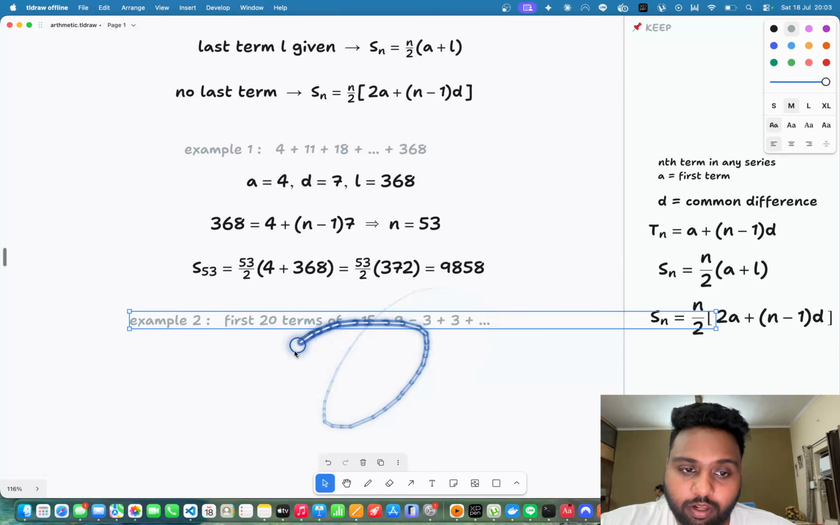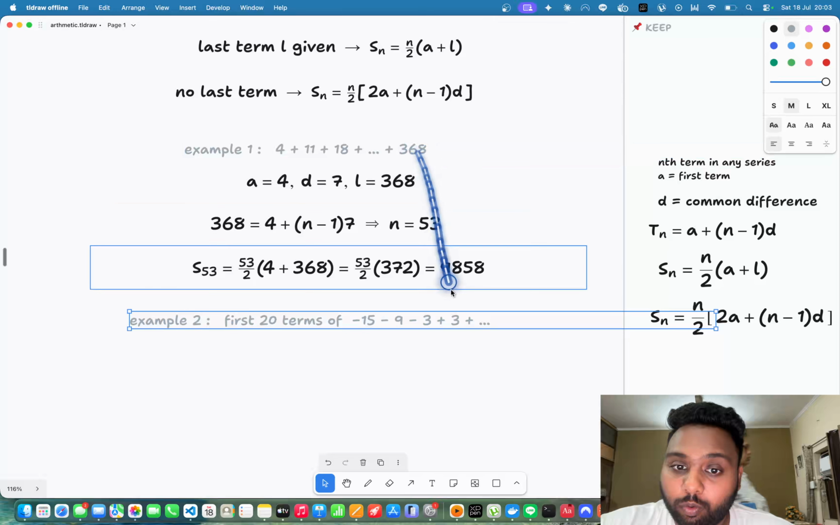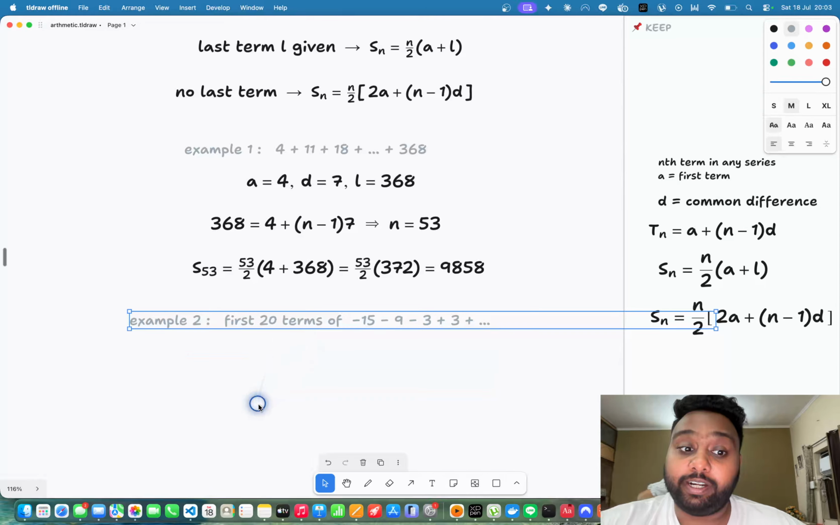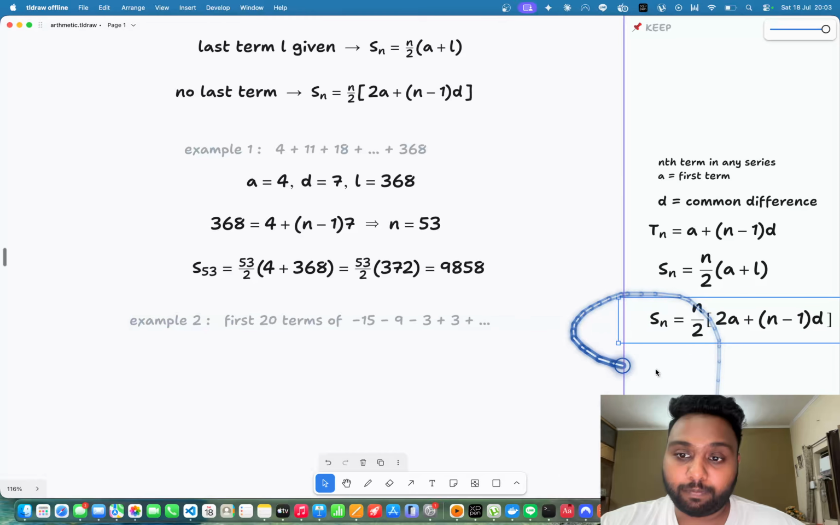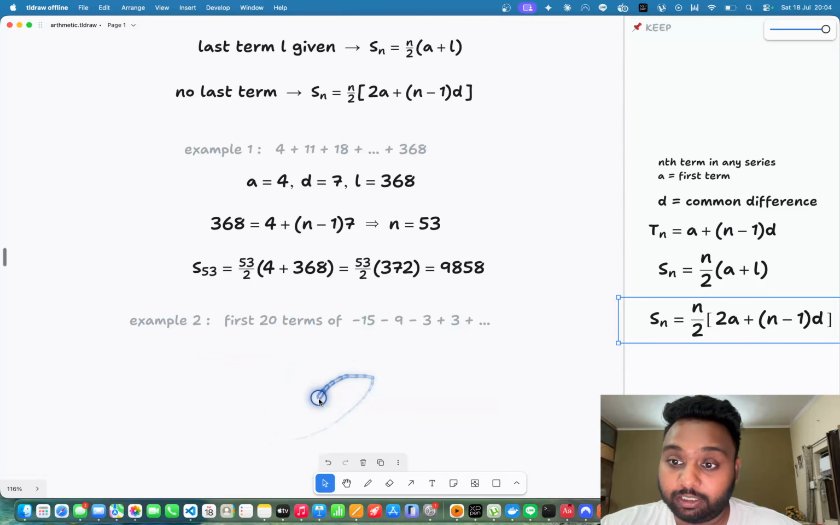Okay. Now, this is another question. In the previous question, the last term was given to us. But in this question, there is no last term. And we have to find the summation of the first 20 terms. So, which formula will we use? We will use this formula. Okay. Try it out yourself before I reveal the answer.